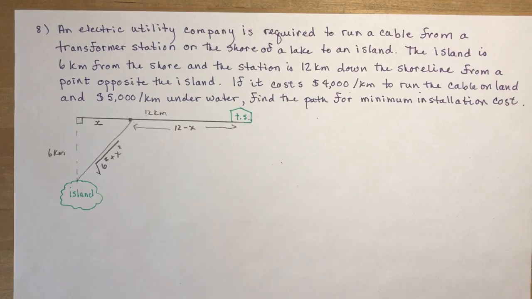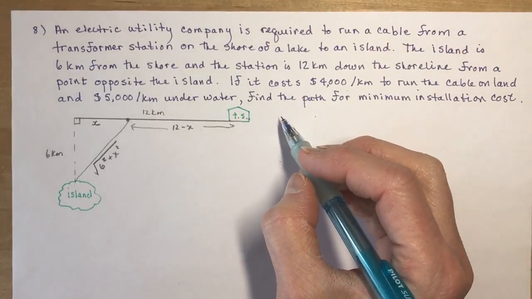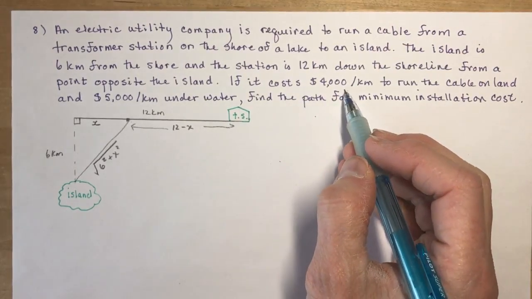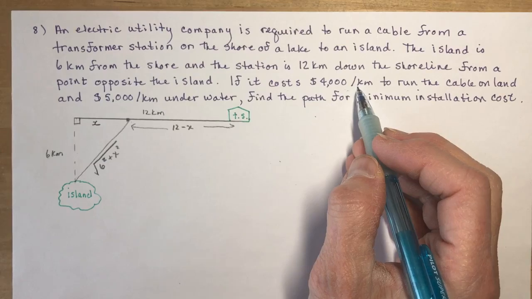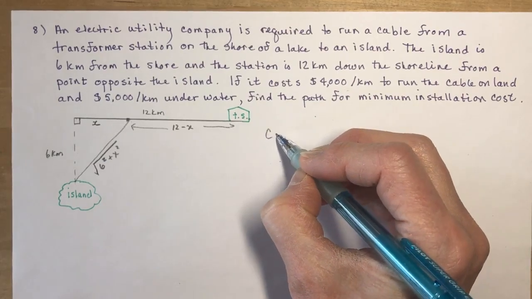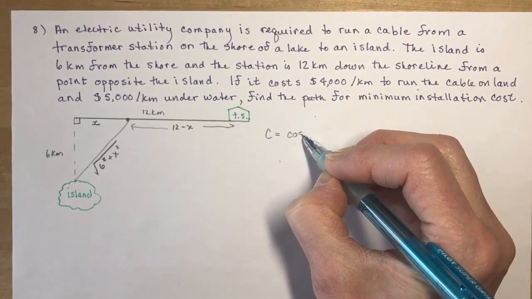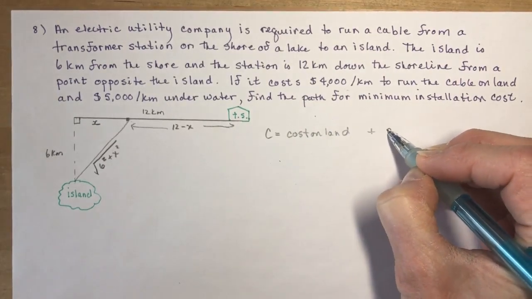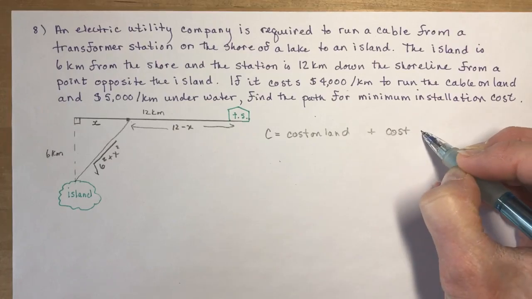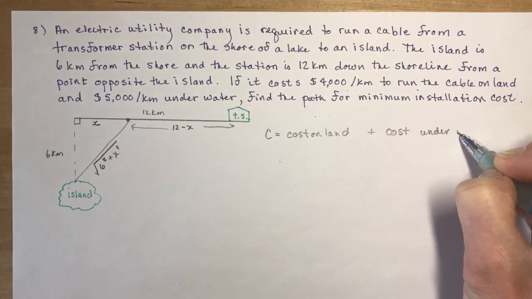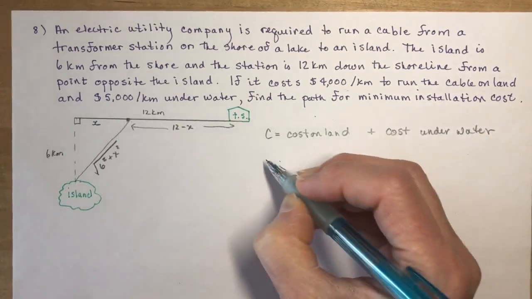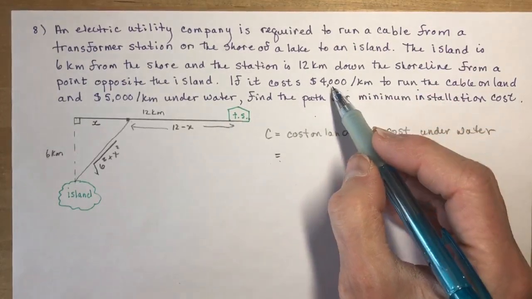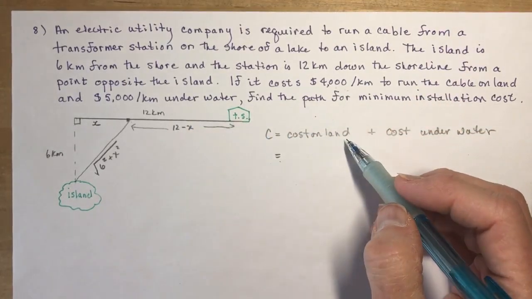Okay, so a little different this time because we're trying to minimize cost. So I need an equation for the cost. So it's 4,000 on land. So my cost is going to be the cost on land plus the cost underwater, right? So you want to separate those underwater because you're multiplying by a different amount. Now this time we're not dividing, right?